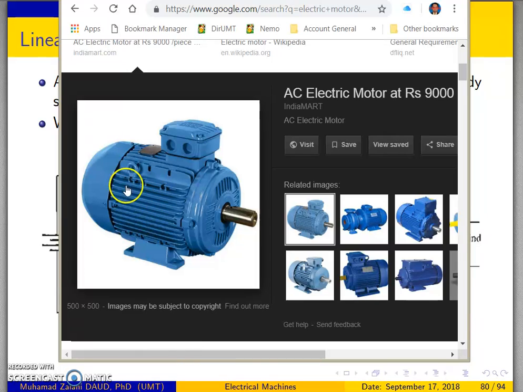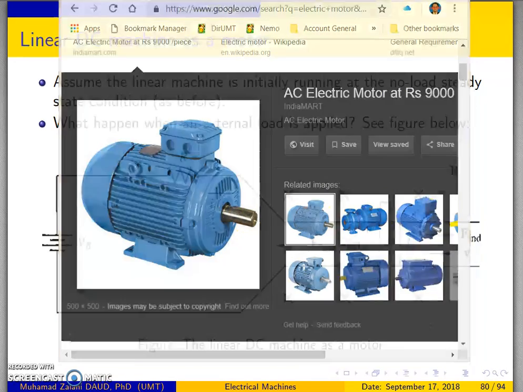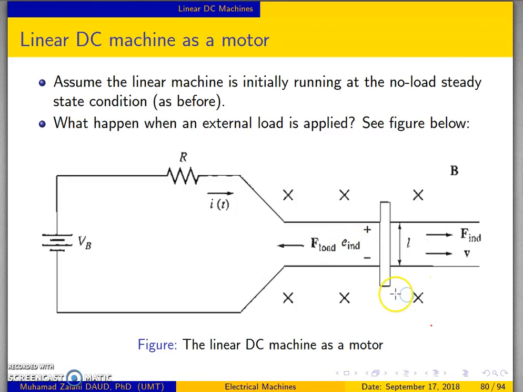If I have a DC motor like this, I want to put a load. I start the DC motor up to a steady state speed of the shaft. So the shaft is turning, and after some time I put a load here. In this concept, after starting the motor, it will move the bar at steady state speed.